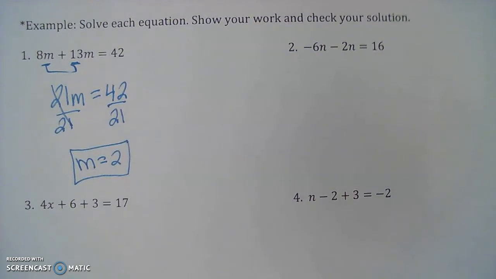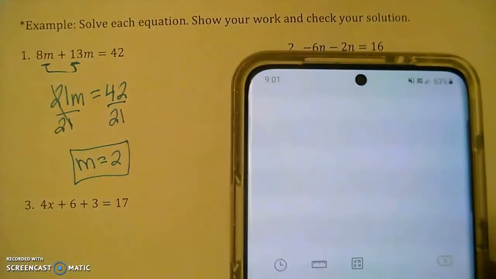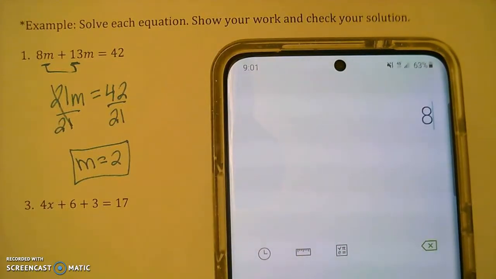And then as always, we're going to check our answer. So you can use your calculator if you have your phone calculator. 8 times 2 plus 13 times 2. Wherever the m is where you need to put the 2 in. And we do get 42.